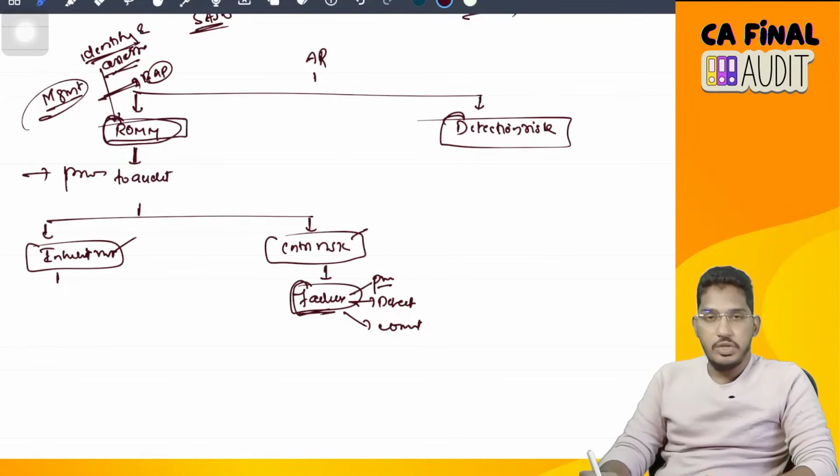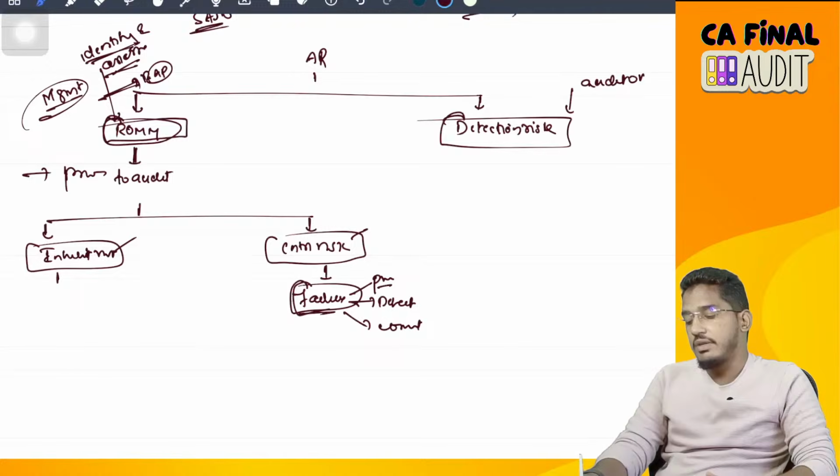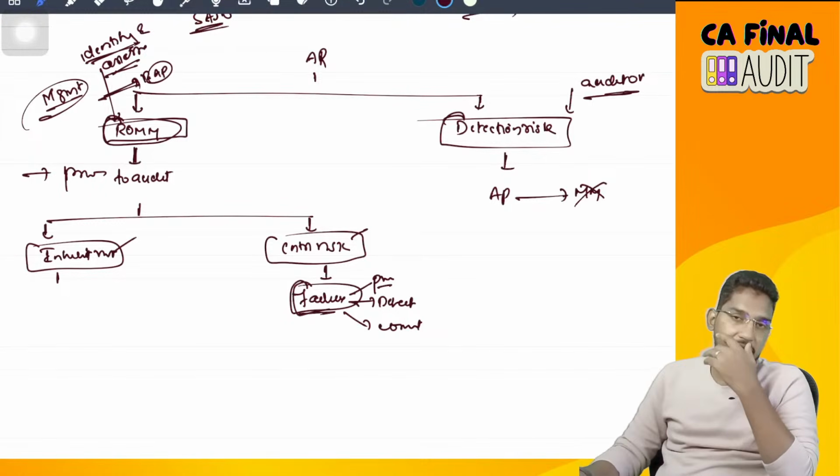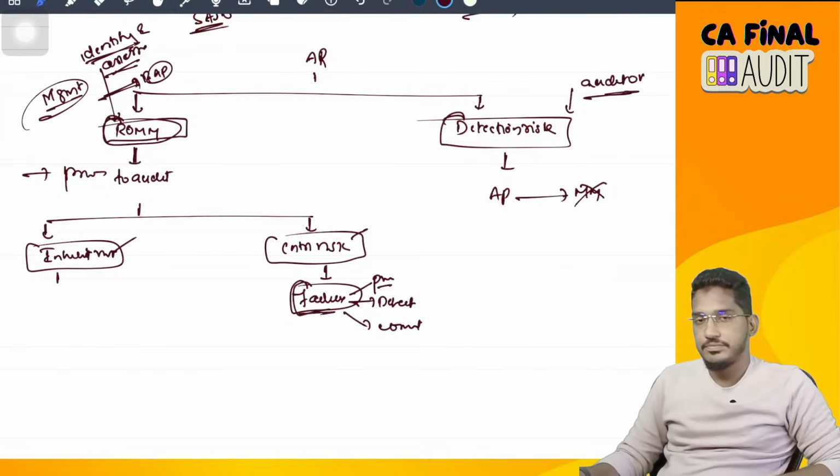Then what about detection risk? Now this is something which is under the auditor's control, for which the auditor will be responsible. Detection risk is the risk that the audit procedures performed by the auditor might not be able to detect a material misstatement which is already there in the financial statements.